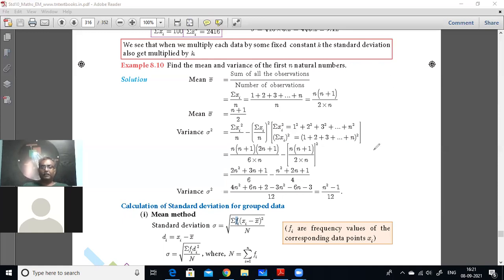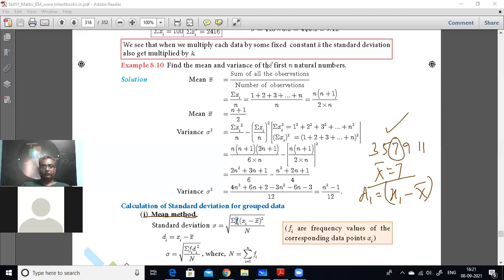Okay, you can see at a glance for 3, 5, 7, 9, 11, the arithmetic mean x bar will be 7. In that case, go ahead and use the mean method: fi into di squared by n, where di is equal to xi minus x bar. Otherwise, don't use the mean method; use the assumed mean method or step deviation method. I will tell you where to use which one. We will see further.